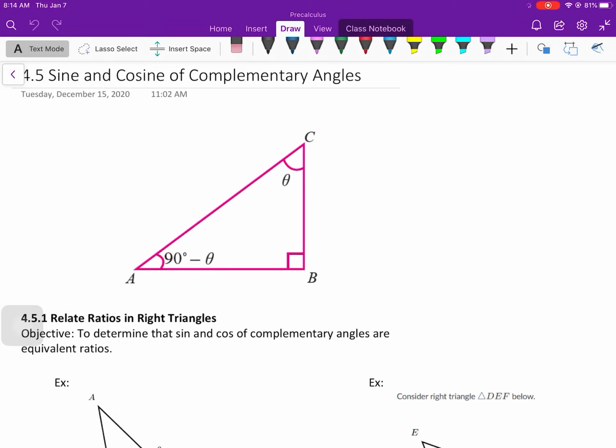All right, so let's take a look at sine and cosine of complementary angles. So here's our angle theta. This is our reference angle. Just ignore this part for now. We'll bring that back in and what that means. It is going to have something to do with complementary in a second.